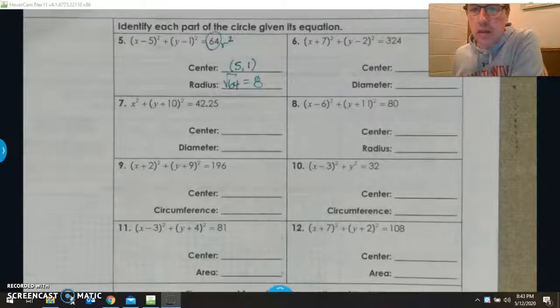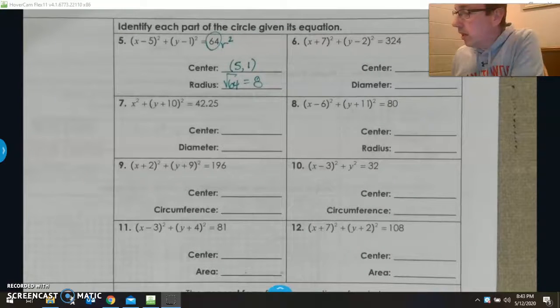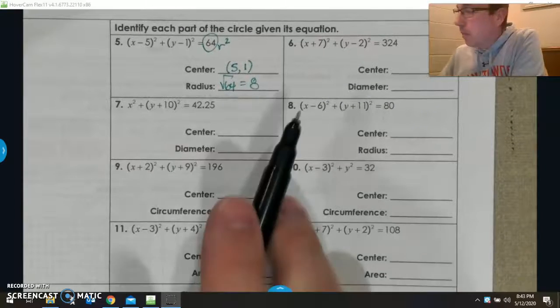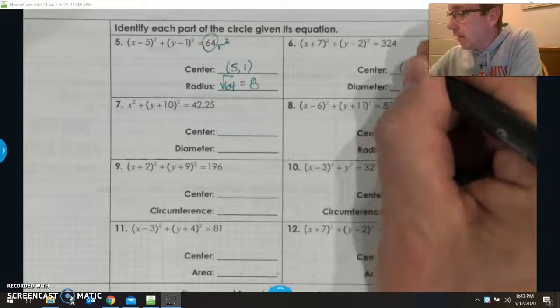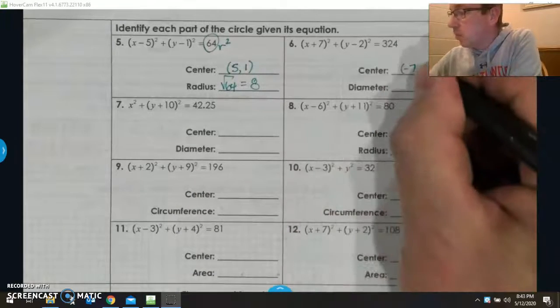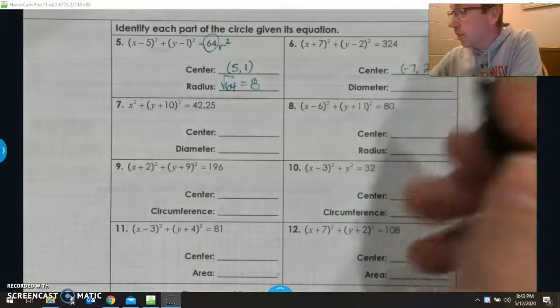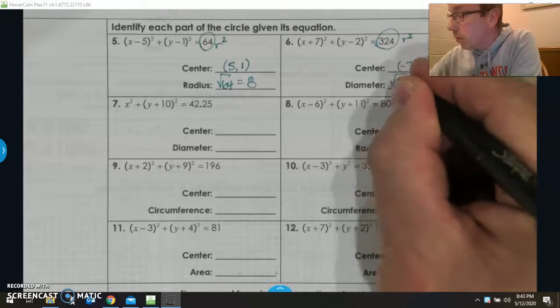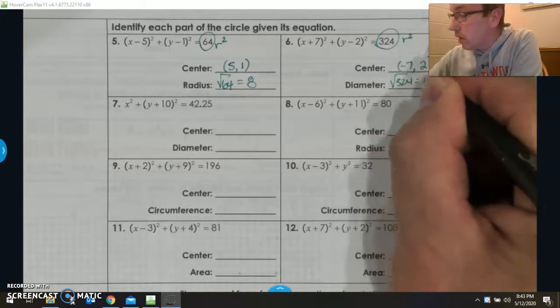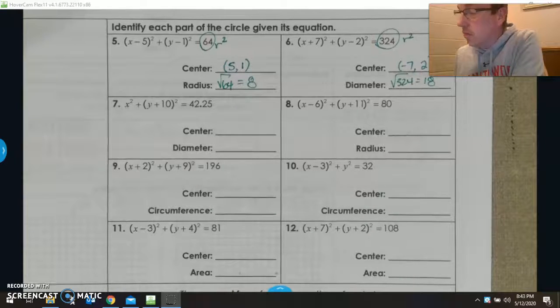So that's my radius. Now if I take a look at number 6, the center is going to be the opposite of 7, so it's going to be -7. And the opposite of -2 would be +2, and this is r squared, remember, the square root of 324 is going to equal 18. So keep that in mind as you guys get going today.